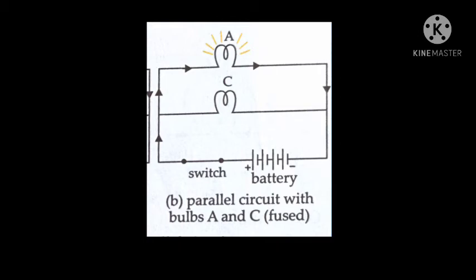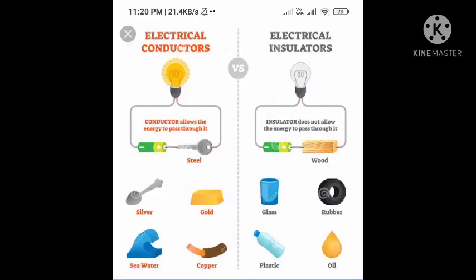Okay students, now the next is conductors and insulators. The materials that allow electric current to flow through them are called conductors. All metals and their alloys are good conductors of electricity. Copper, iron, steel, brass, and silver are conductors. Our body is also a conductor of electricity. Among non-metals, only graphite is a good conductor of electricity. So this is the exception: graphite is a non-metal and it is a good conductor of electricity.